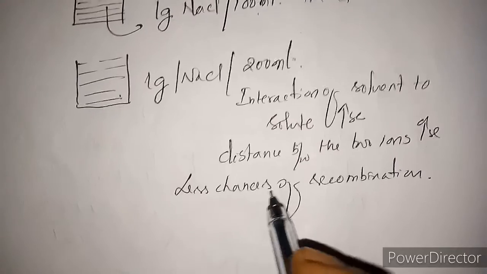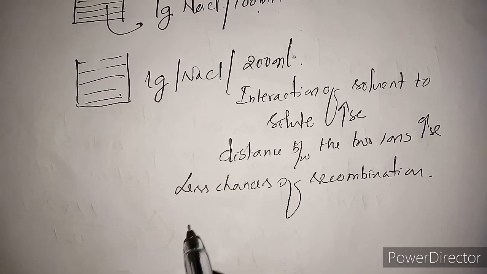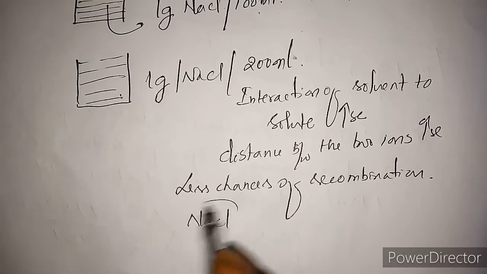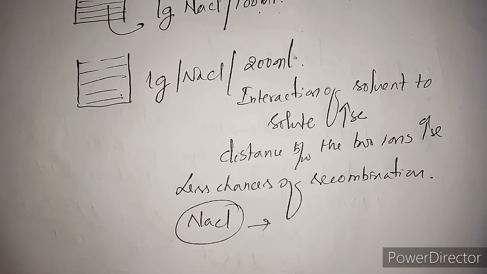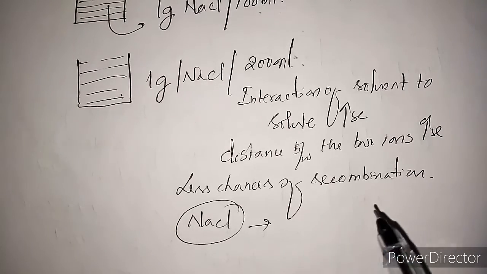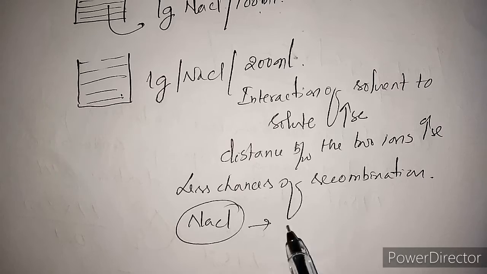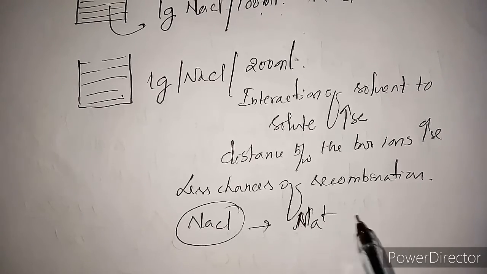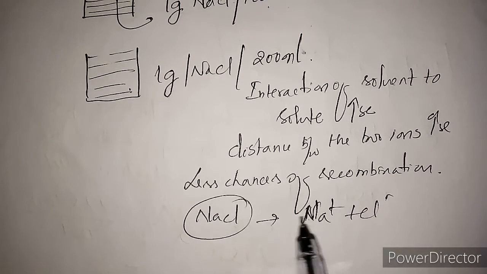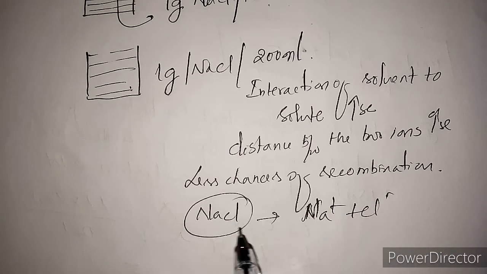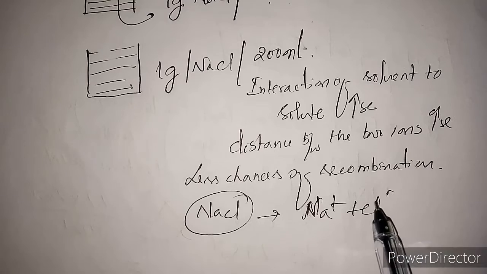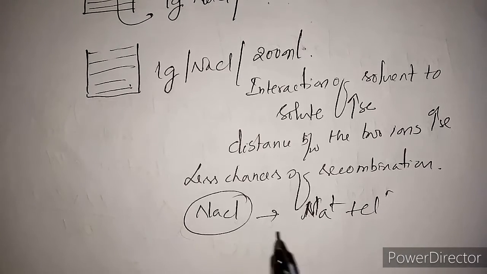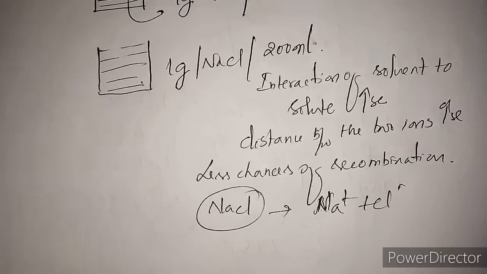The undissociated NaCl will undergo dissociation. There will be complete dissociation as more solvent molecules are added. The undissociated NaCl will dissociate into Na+ and Cl-, thereby the degree of dissociation will increase. Once the degree of dissociation increases, automatically the conductance of the solution increases. So this is the effect of dilution.